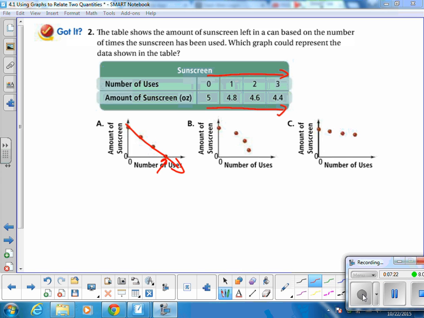I still have sunscreen in the bottle after the 3rd use, so it can't be this one because that's saying there's none left. This one indicates that it is going down and then a lot more is being used. This looks pretty consistent as it travels along here. This guy shows a nice consistent, just a little bit taken out each time. It's still linear, kind of happening at a good same amount. So it's going to be C.